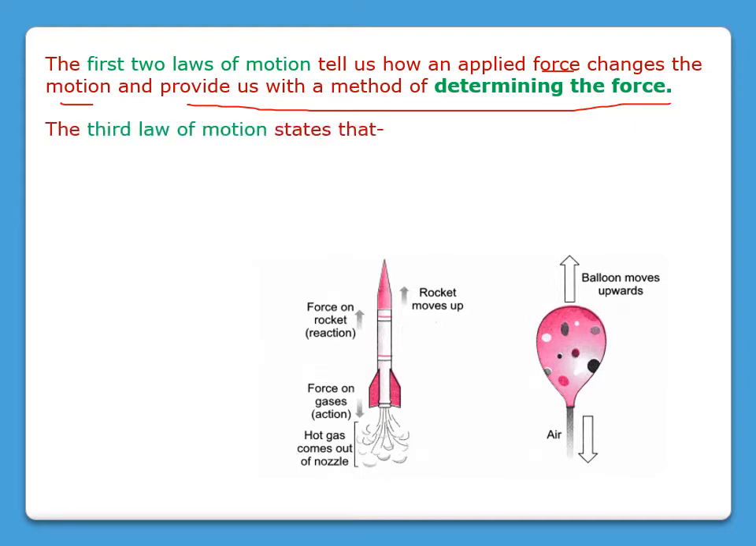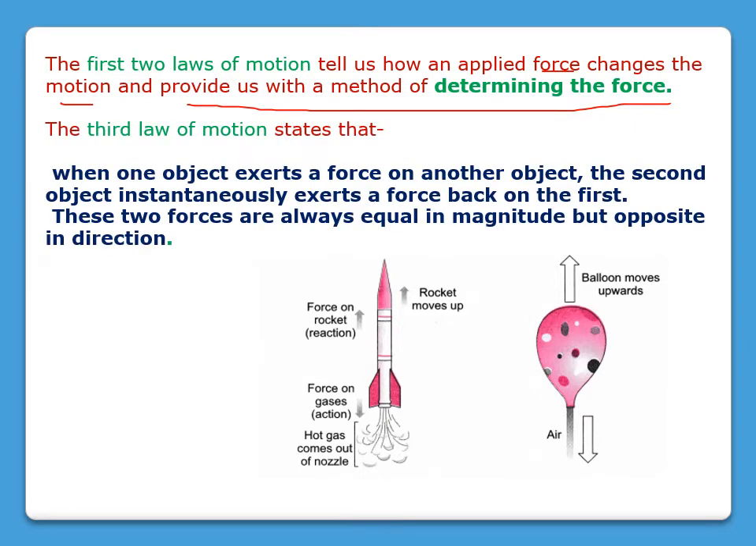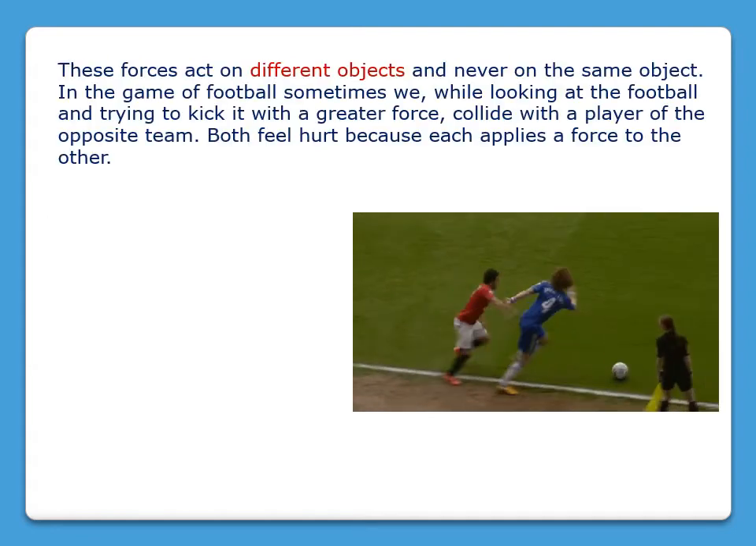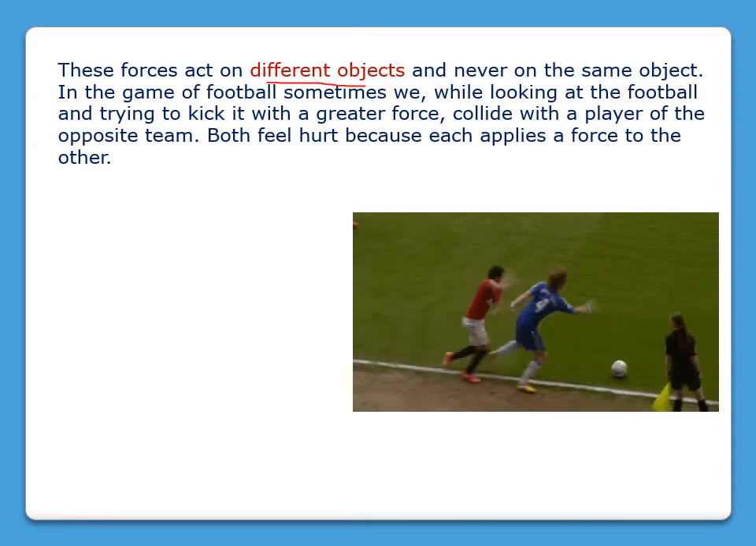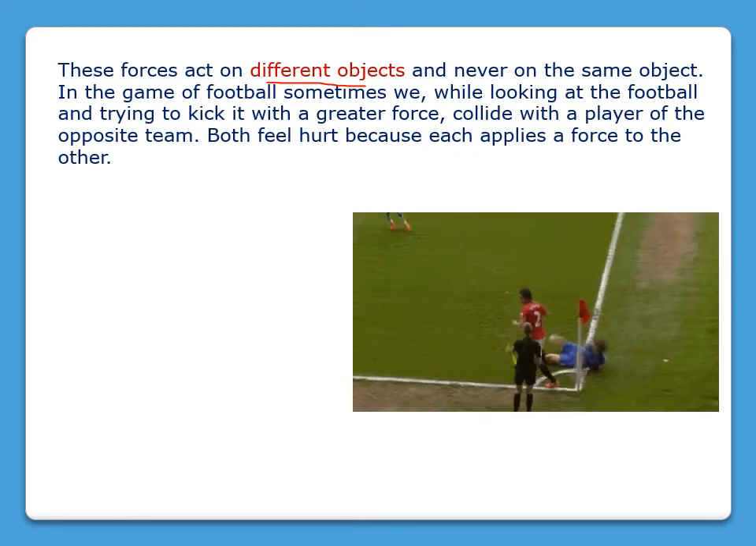The third law of motion states that when one object exerts a force on another object, the second object instantaneously exerts a force back on the first one, and these two forces are always equal in magnitude but opposite in direction. That is the statement of the third law of motion. These two forces act on different objects and never on the same object. Very important point over here.